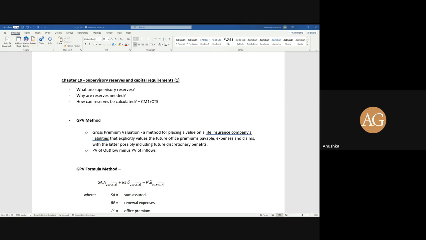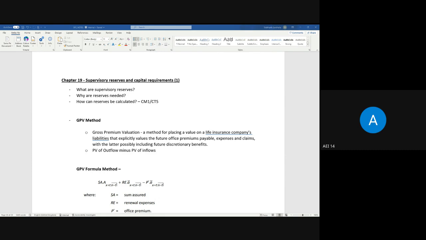I think something related to the free assets would come up. Not exactly. So let's think about it. What is your best estimate set of assumptions? Those are not that prudent. Not prudent, or assumptions which show what is most likely to happen in the future.